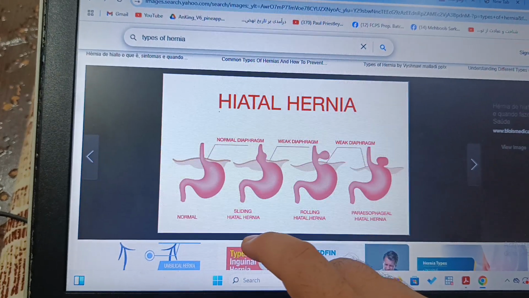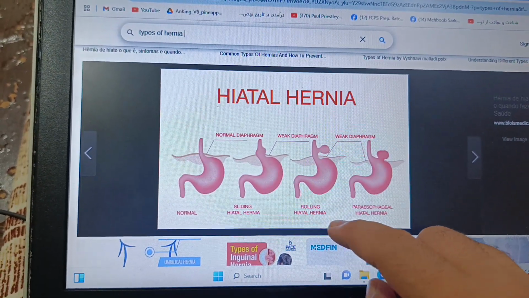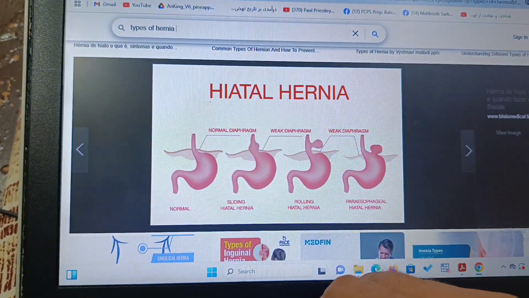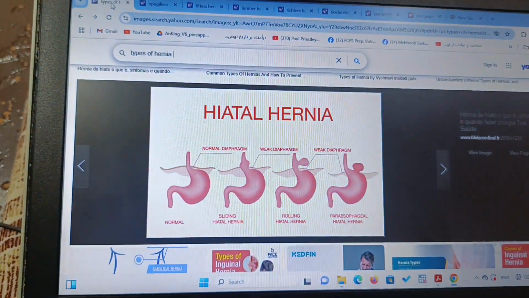It has three types: sliding hernia, rolling hernia, and mixed. This is the paraesophageal hiatal hernia. This is the mixed type.